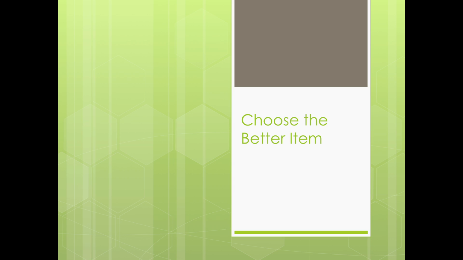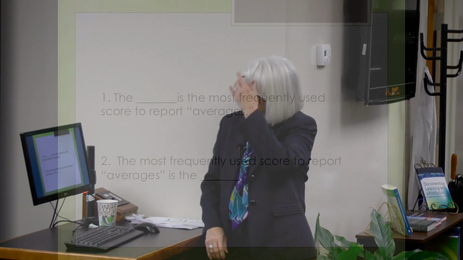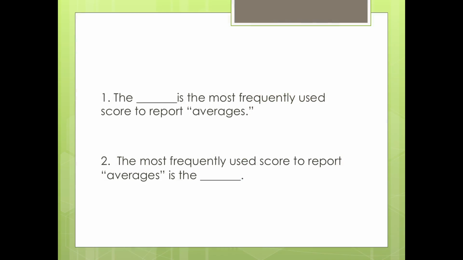Okay, choose the better item. I'm going to show you two different questions or items, and you tell me which one is better based on what we just learned. For completion, the blank is the most frequently used score to report averages, or the most frequently used score to report averages is the blank. One or two? Two. And why? The blank is close to the end of the sentence.